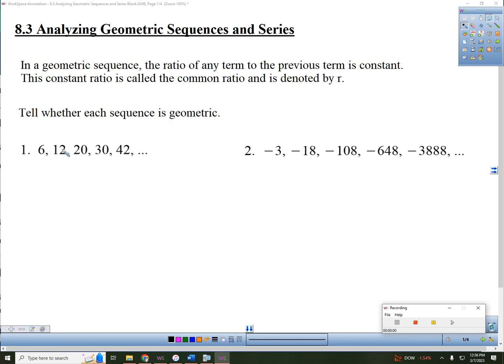To get from 6 to 12, I would have to multiply by 2. But 12 times 2 is 24, so we're obviously not multiplying by the same thing every time. So this would be a no.